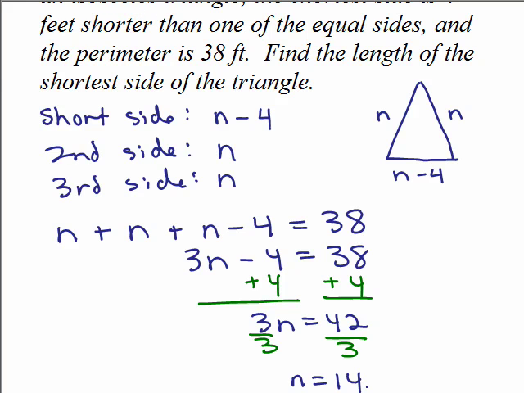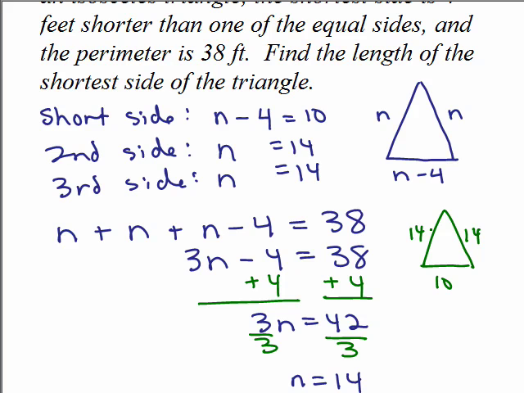Now we have to keep in mind, what does n stand for? You have to look back to how we defined it. N was one of the sides, one of the equal sides. So it looks like this was 14 and this was 14, and the short side was 4 feet less than that, or 10. You could also do it by drawing it on a picture on the triangle. We would have 10, 14, and 14.